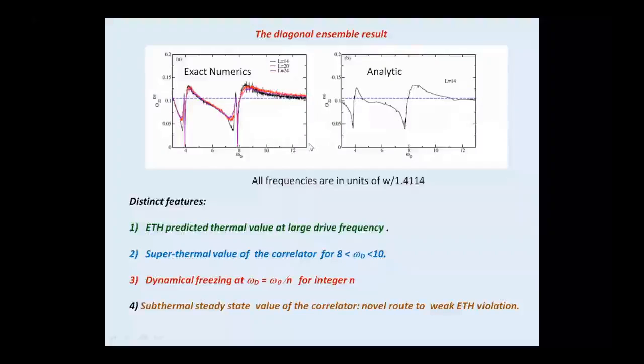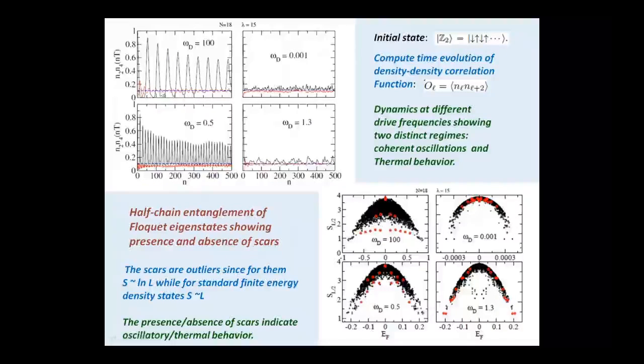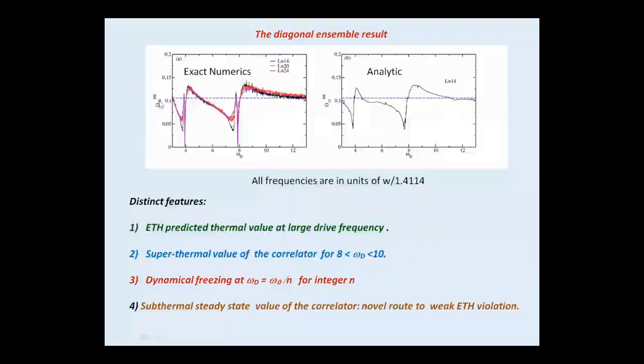Okay, the Rydberg vacuum. So if I go back, this is my diagram. The red one is my diagram for this vacuum state. You see that at really high frequency, I find ETH-obeying dynamics. So everything is thermal. Here, what I plot is the long time value of this correlator, and this dotted line is the ETH predicted line. So at high frequency, I obey ETH.